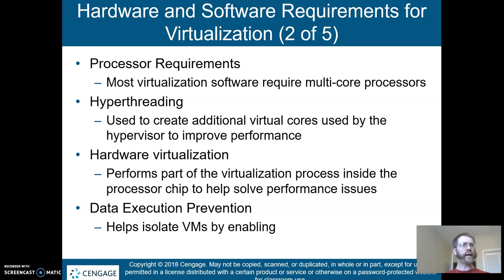Hyper-threading. Hyper-threading allows us to parallelize what would otherwise be serial operations. In essence, you create multiple virtual cores that the hypervisor can use to distribute amongst the virtual machines.